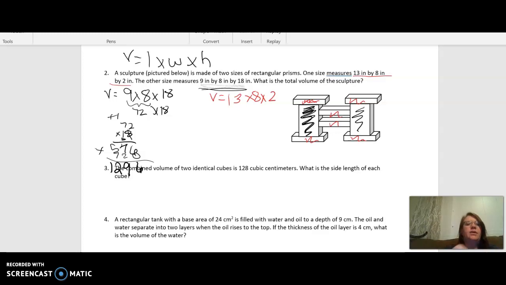Okay. Now, I need to do the volume of the small rectangular prisms. So let's check that. We had 13 times 8 times 2. I'm going to do these two numbers together just to make things easier. So 13 times 2, that's like 13 plus 13. And I know that is 26. And then I'm going to multiply that times 8. That way I have a 2-digit by 1-digit. That makes it pretty easy. 26 times 8. Solve that equation.